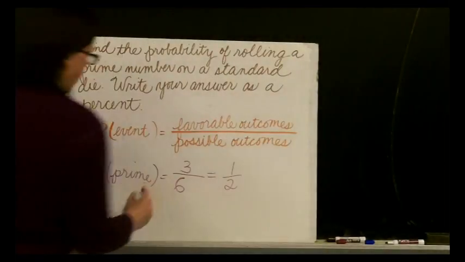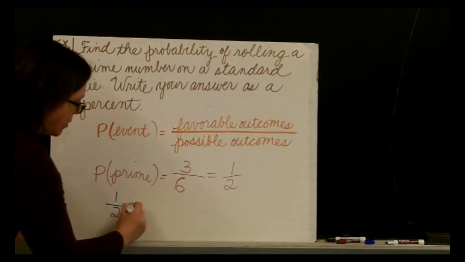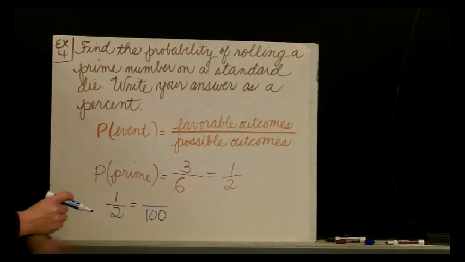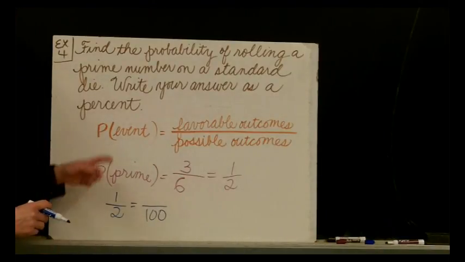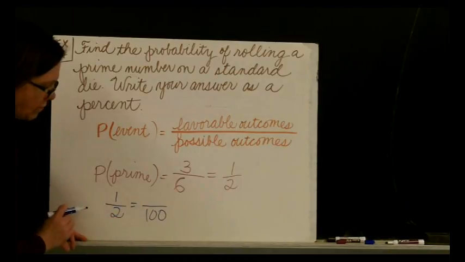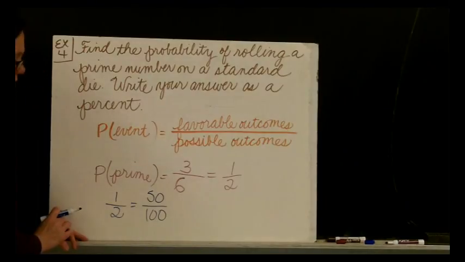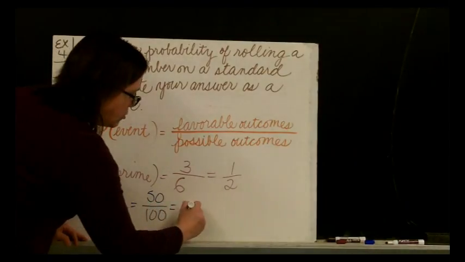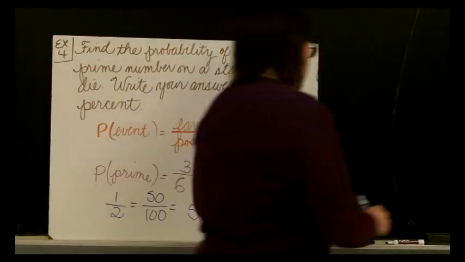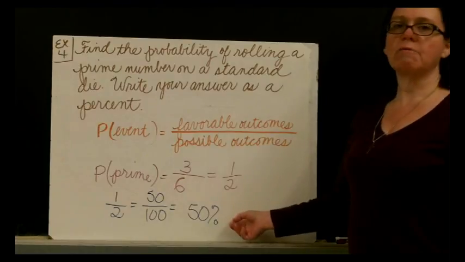So what I'll do is I'll come down here and I'll take our answer, which is 1/2. And remember, we want to make that equal to a ratio whose denominator is 100 because we're talking about percent. 2 goes into 100 50 times, so 1/2 is equal to 50 hundredths, which means the probability of rolling a prime number on a standard die is 50%.